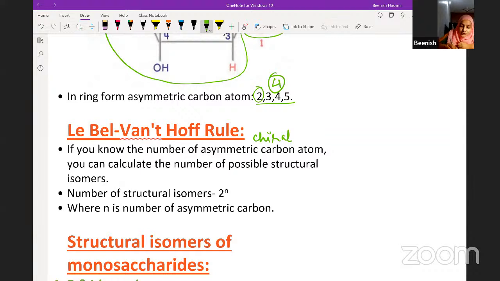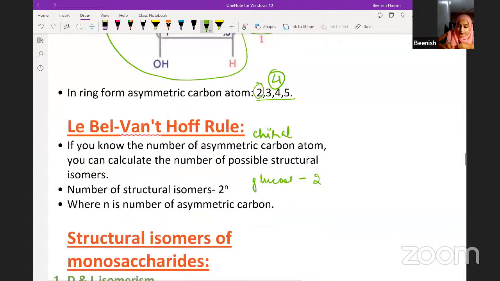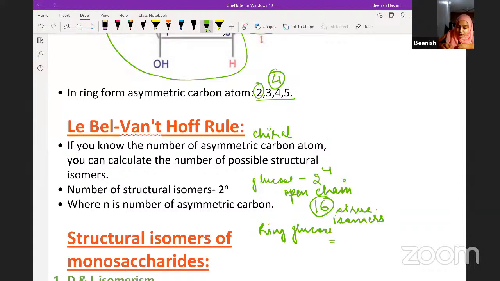Now for glucose, if we take the open chain structure, you have 4 asymmetric carbon atoms. So it will be 2 to the power 4, and this we are talking about open chain. So 2 to the power 4 will be 16. So you have 16 structural isomers. But if you talk about the ring form of glucose, then it will be 2 to the power 5, and you get 32 structural isomers.